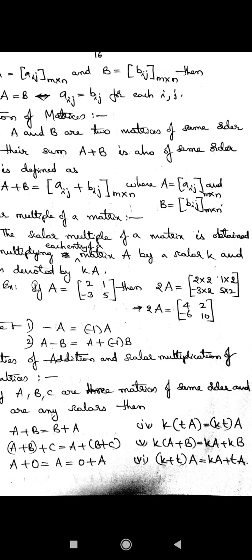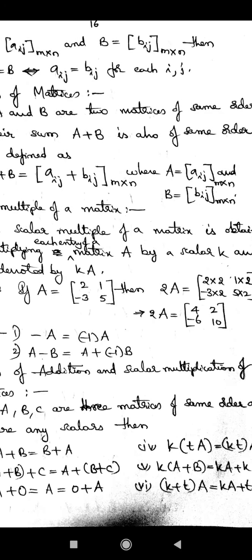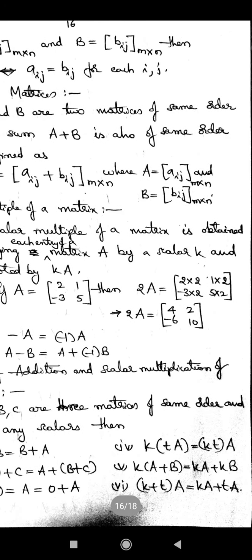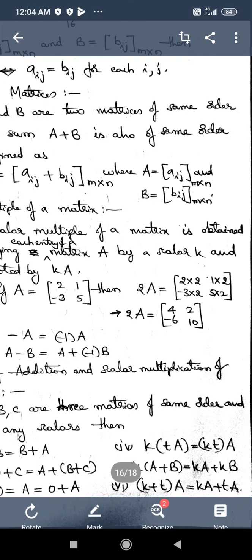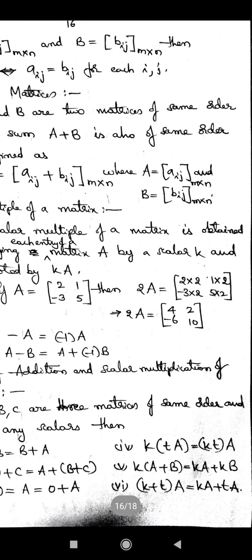And the fourth point is k times (tA) is equal to (kt) times A. That means k times the scalar multiple of A by t is equal to kt times the scalar multiple of the matrix A. And then the fifth property says that k times (A plus B) is equal to kA plus kB. And the sixth property says that (k plus t) times A is equal to kA plus tA.